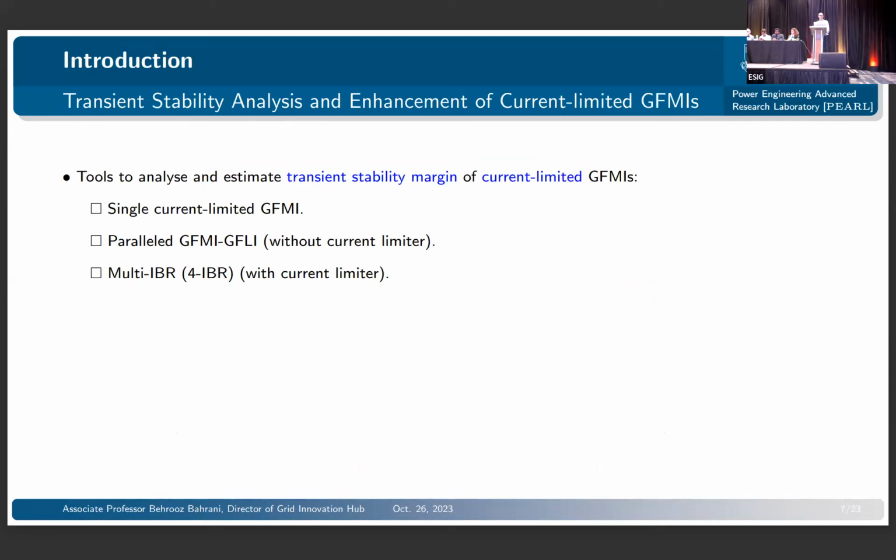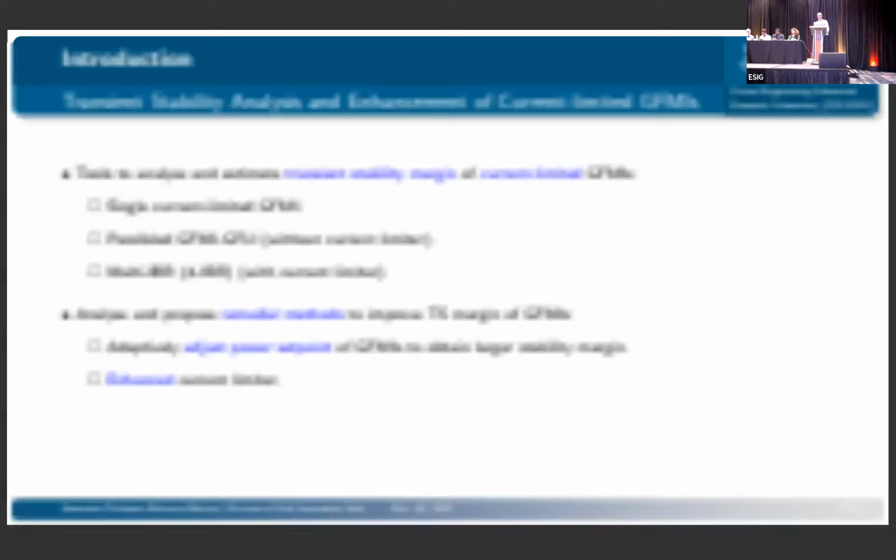Now, in the work that I'll be very briefly presenting, we looked into a number of different aspects of grid forming inverter transient stability. We looked into a single GFMI with current limiting device, or current limited GFMI. We looked into parallel GFMI, GFLI without current limiter, and also we looked into multi-IBR systems, seeing how we can look at their transient stability.